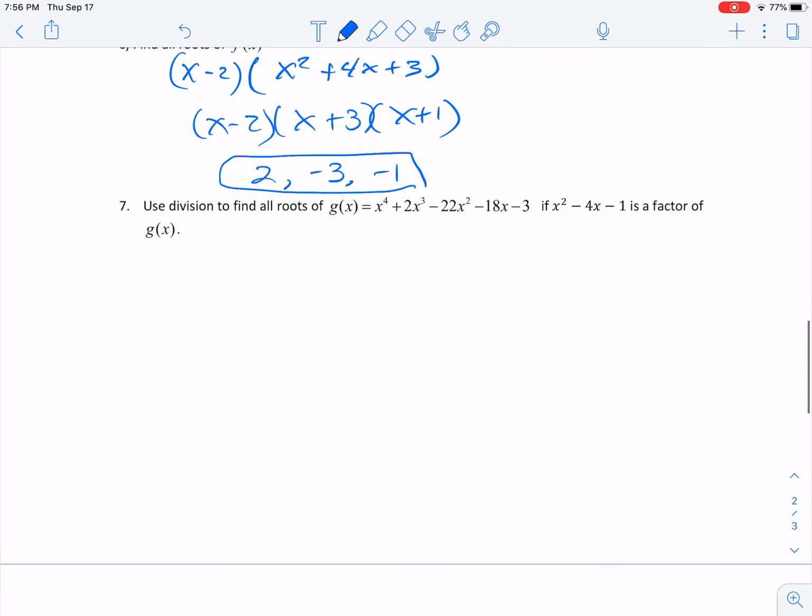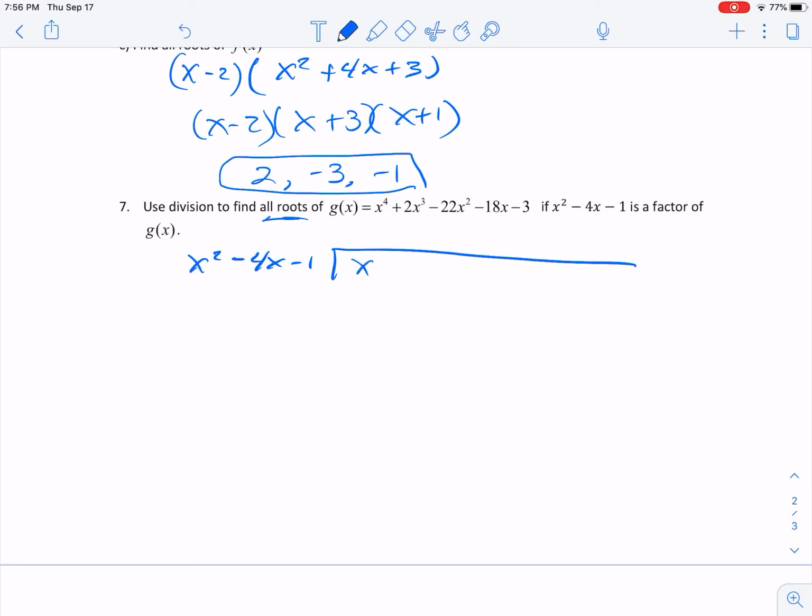All right. Use division to find the roots, all the roots of this one. So I've got x squared minus 4x minus 1. I have x to the 4th plus 2x cubed minus 22x squared minus 18x minus 3. I'm going to start out by multiplying by x squared. I get x to the 4th minus 4x cubed minus x squared.